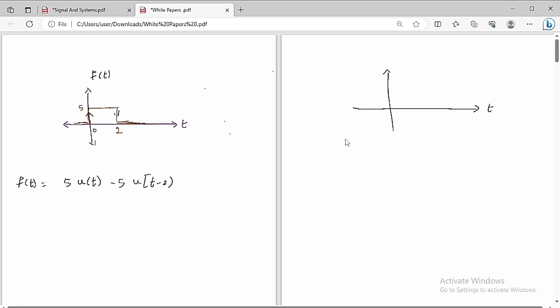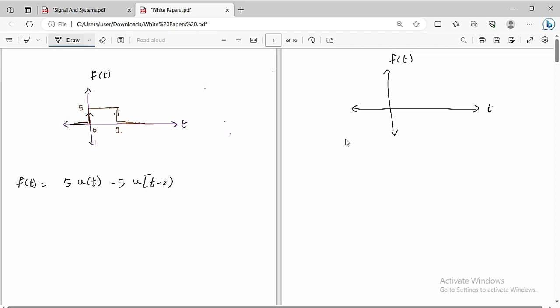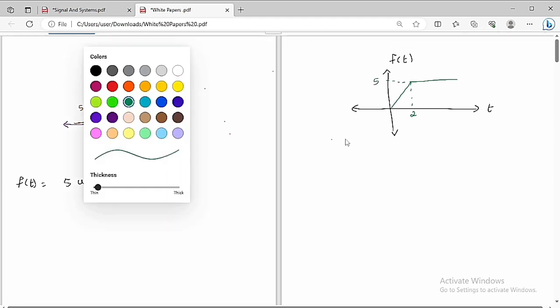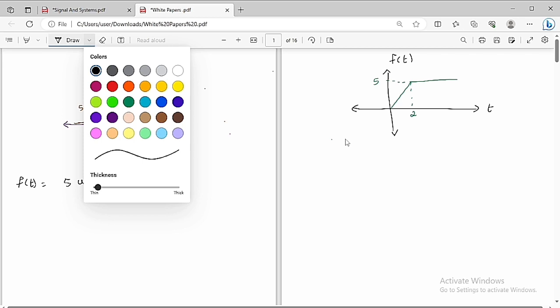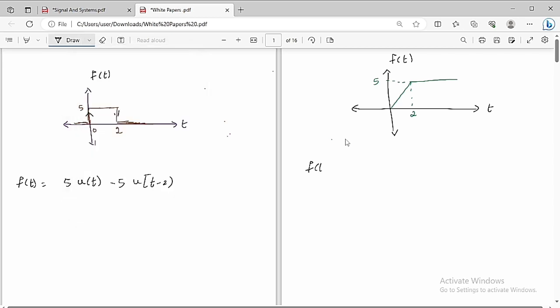Suppose it's a signal f of t. So this is a signal f of t. It is represented by only straight lines. Like this it is there. So we have two straight lines. Here let me assume this is a 2 and this is a 5. How are we going to represent it? Let me give an expression. So you can see f of t: this is the first line and this is the second line.